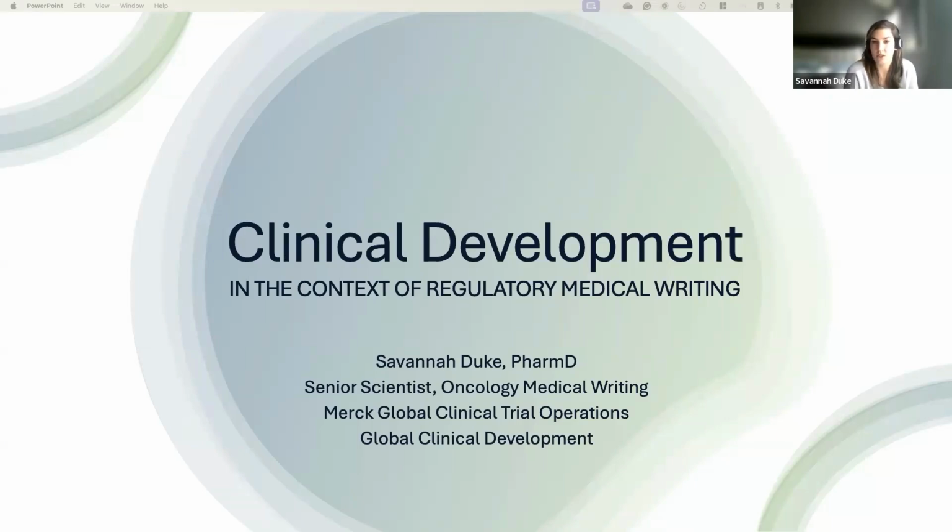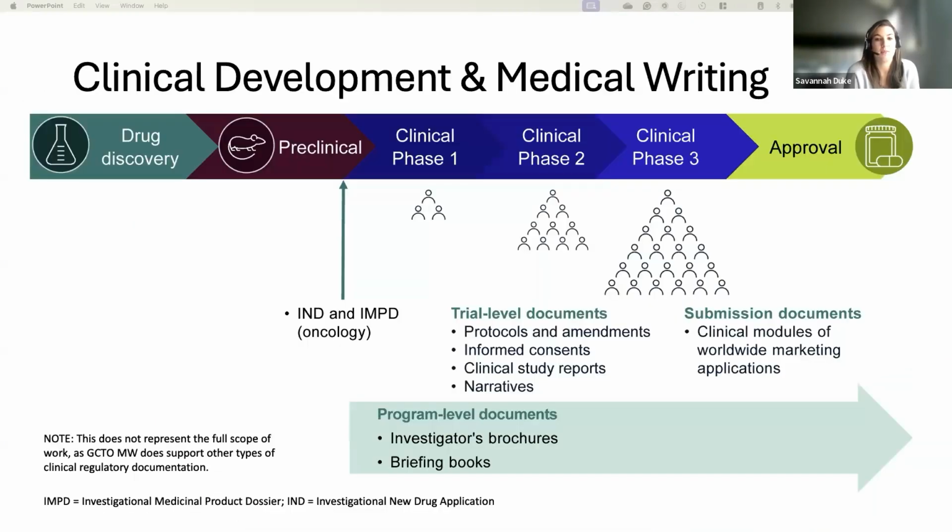I'll be discussing clinical development, specifically in the context of regulatory medical writing. I am a senior scientist within oncology results reporting, and I'm within global clinical trial operations, which is within global clinical development. So you might be wondering, medical writing, what does that have to do with clinical development?